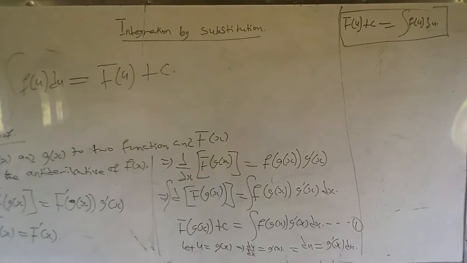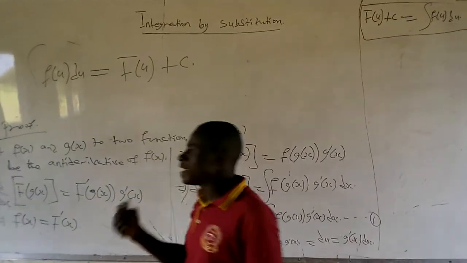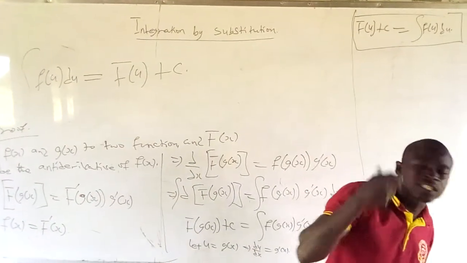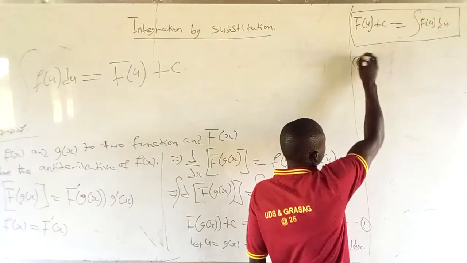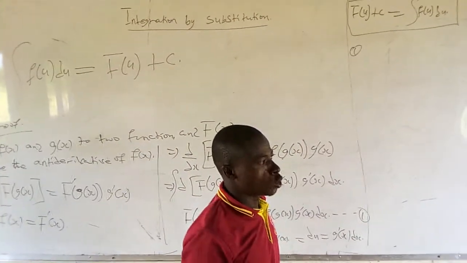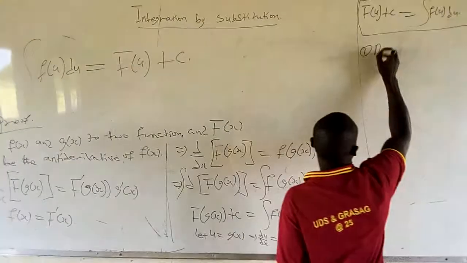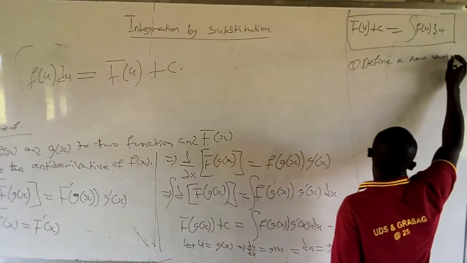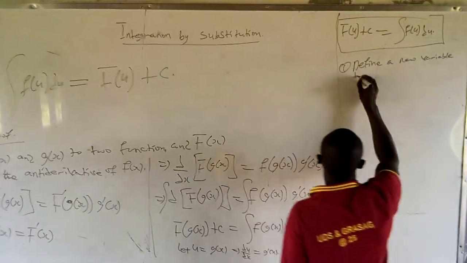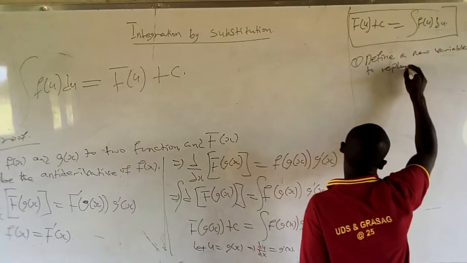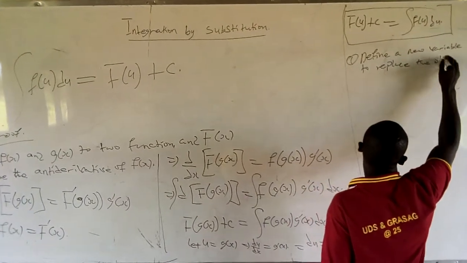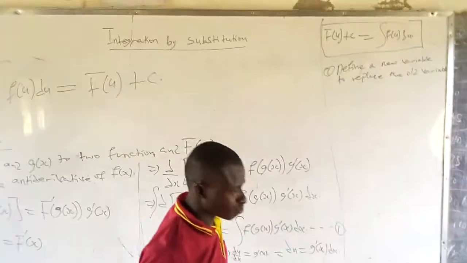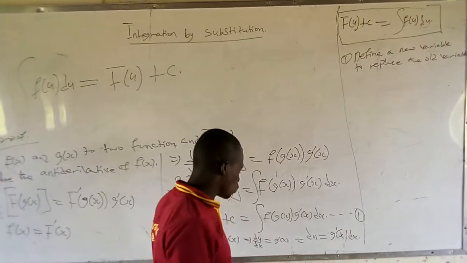Now these are the techniques or the steps that you always need to follow when doing integration by substitution. Step 1: define a new variable to replace the old variable in the function. That is how you're supposed to do it.